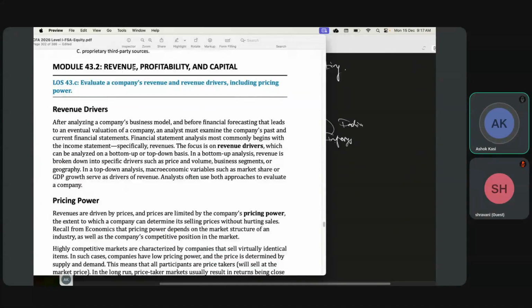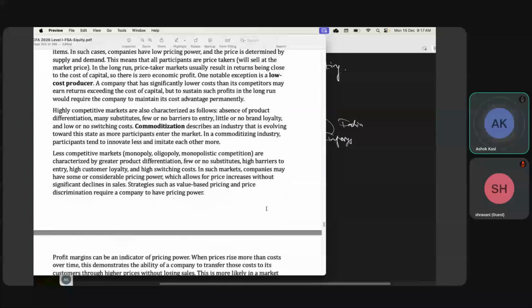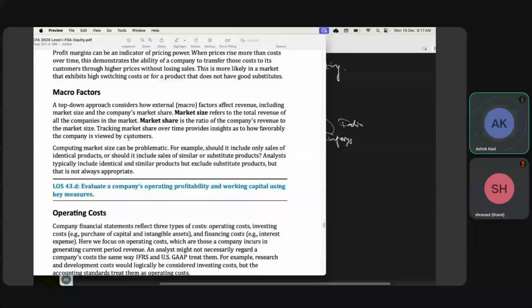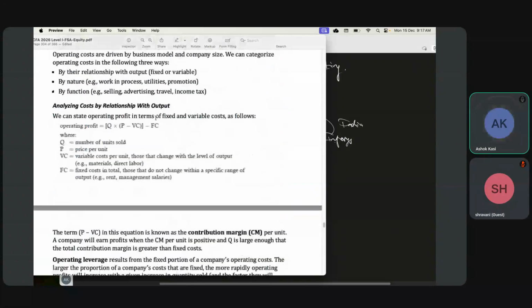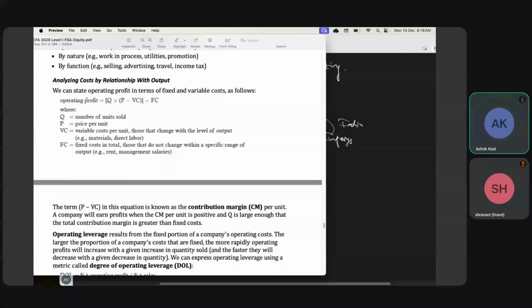Then revenue drivers, pricing power, all these are self-explanatory only. Business is going because of revenue, because of its pricing. Then these are all very common things.